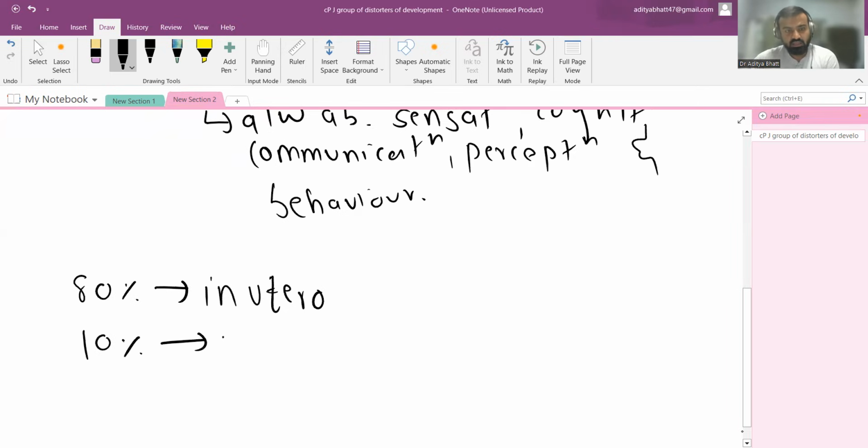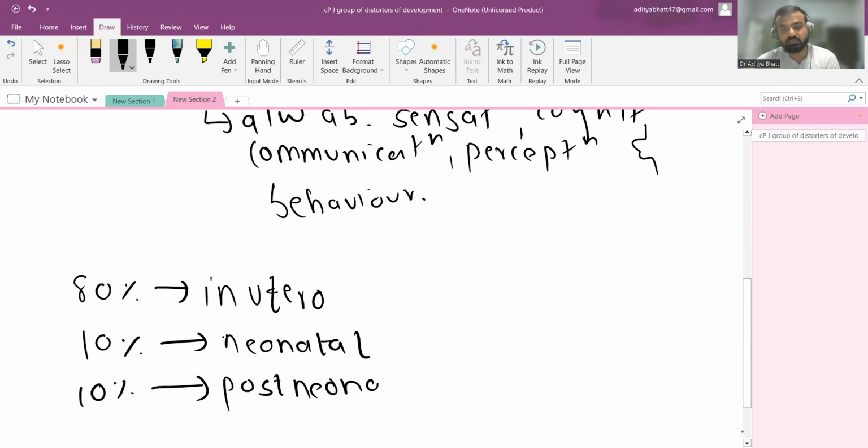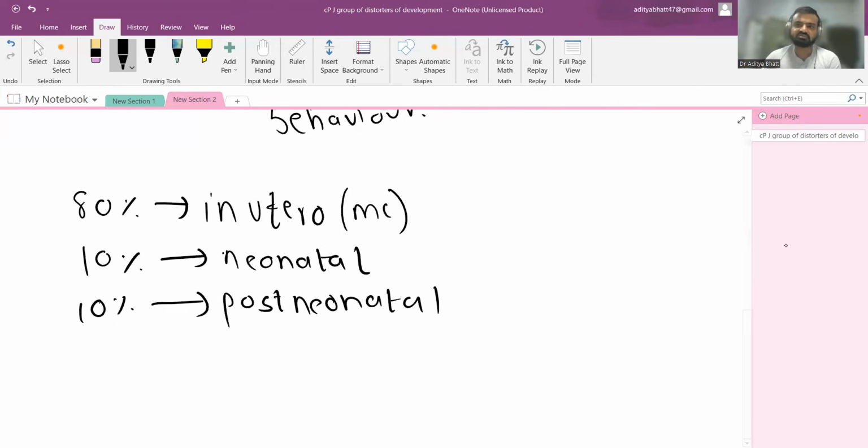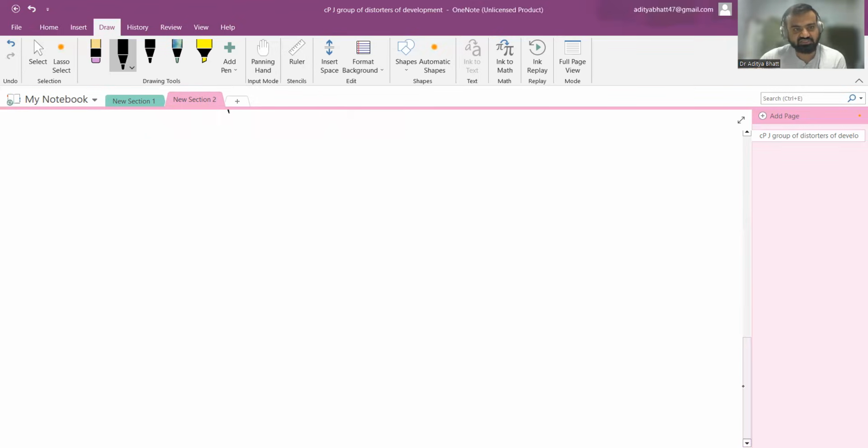10% is the perinatal or neonatal insult, and 10% is post-neonatal, like the patient got meningitis when the patient was 10 days old, or had a stroke, or had a severe hemorrhage, IVH, after birth. So all that are post-neonatal. The most common is in utero. It is the gynecologist that we have to blame, guys. So please remember.